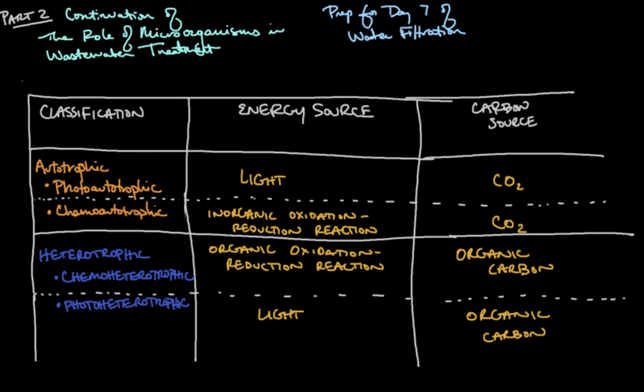Light is the energy source for the autotrophic organisms, the photoautotrophic, photo meaning light, and their carbon source is carbon dioxide. So if you think about photosynthesis, what they're getting out of the environment as reactants for photosynthesis is carbon dioxide out of the air, light, and water out of the ground. But water is neither an energy source nor a carbon source.